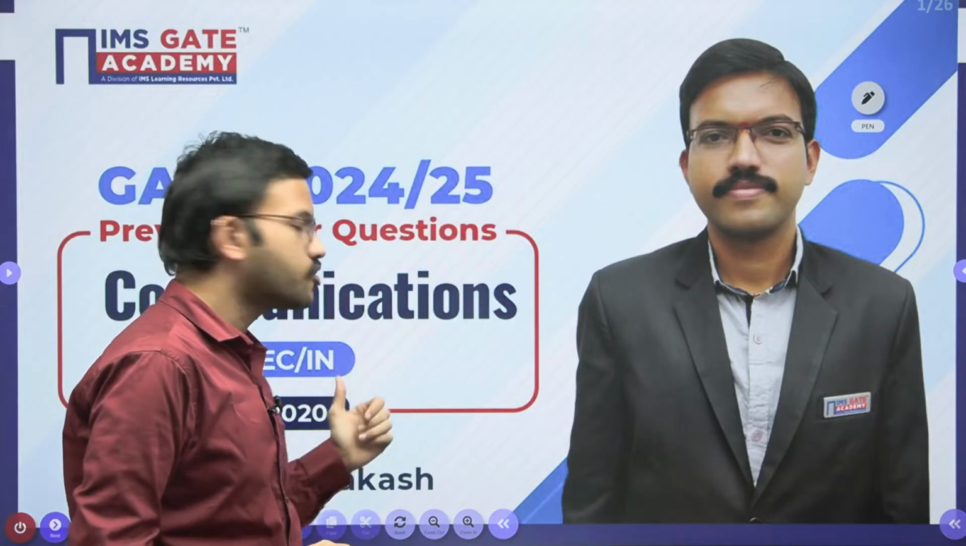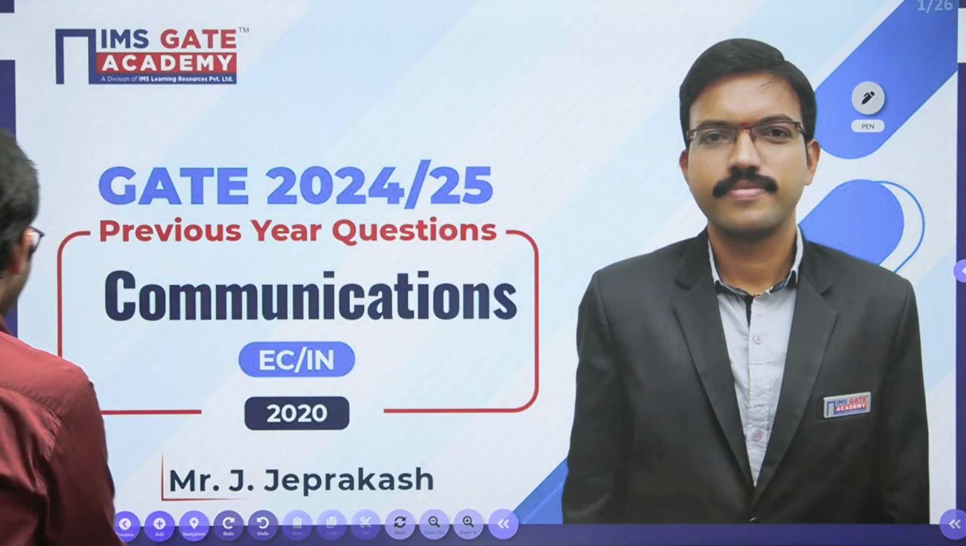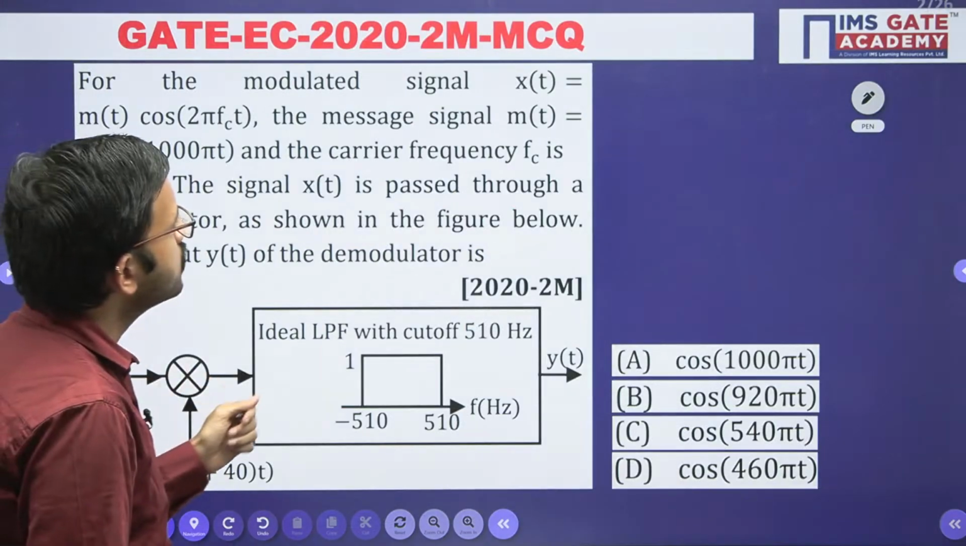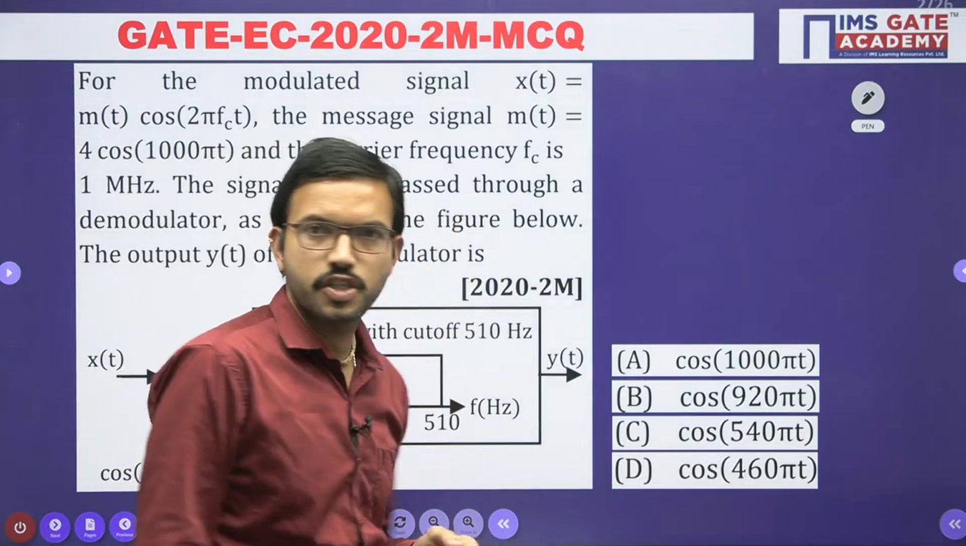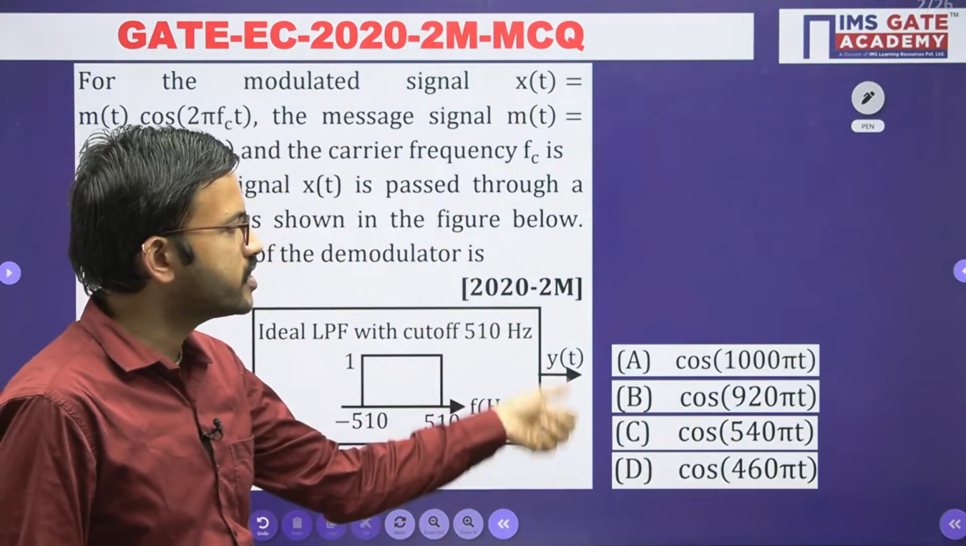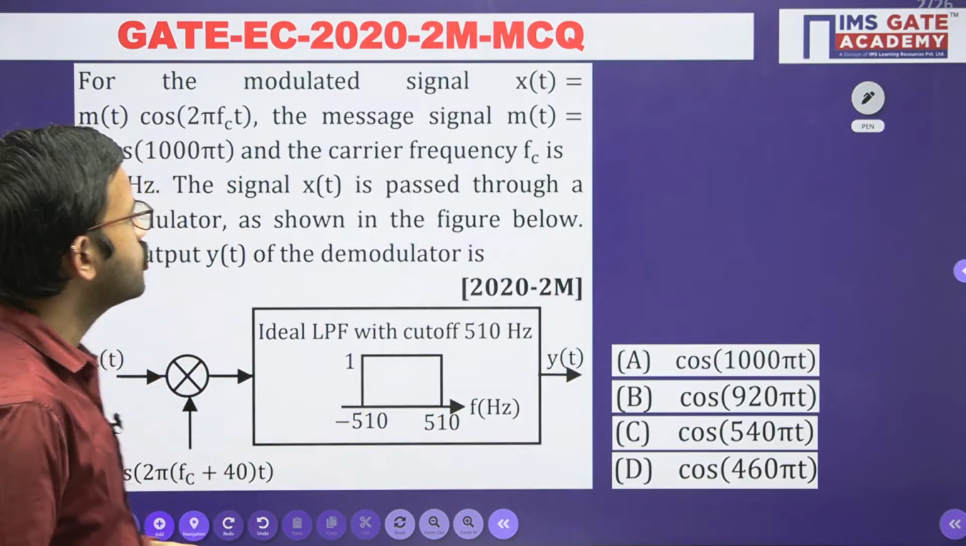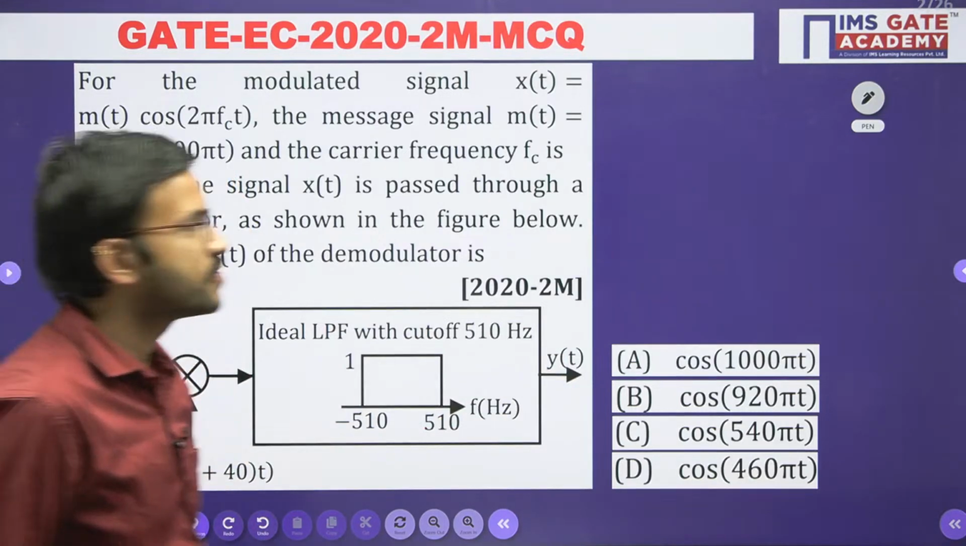In this particular session, we are going to discuss the 2020 questions. So this is the first question. This question weightage is 2 marks and it is an MCQ, which means among the 4 choices only one option will be correct. This question is related to the first chapter. So all of you give it a try.